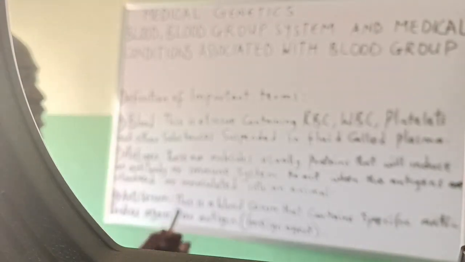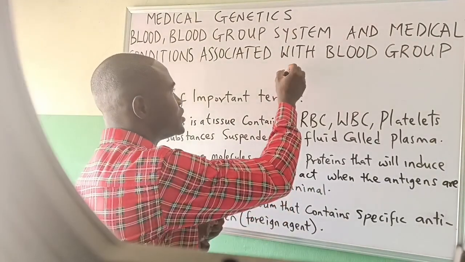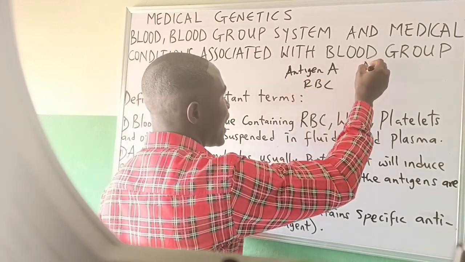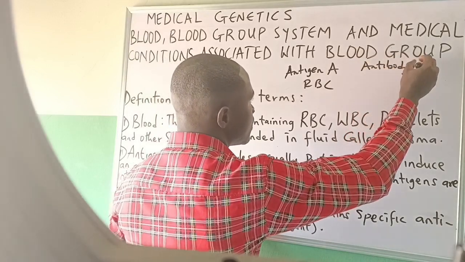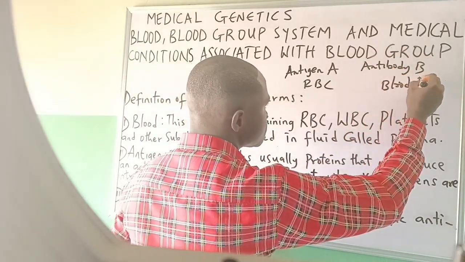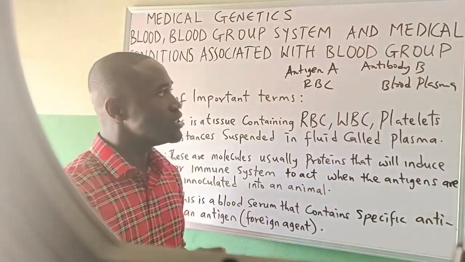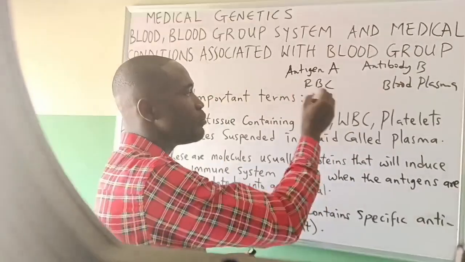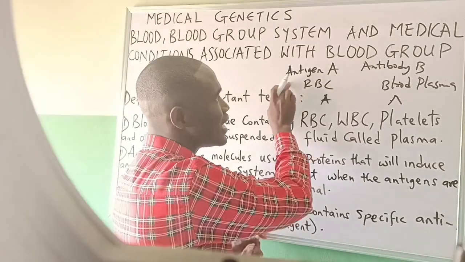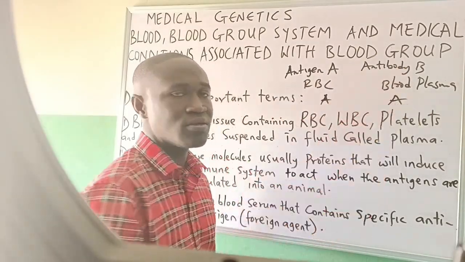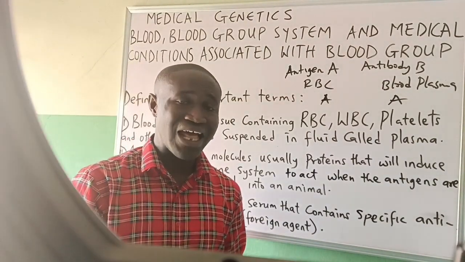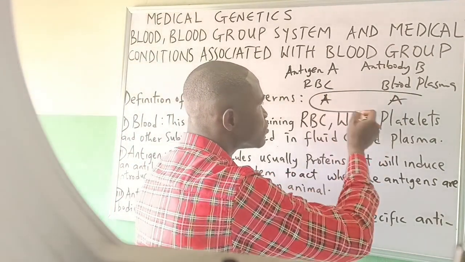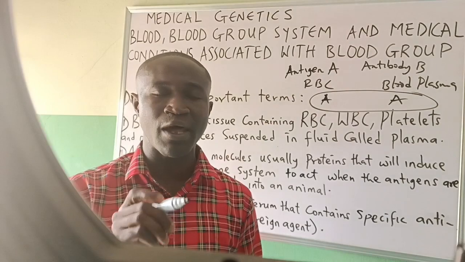Now, it's important to note that antigen A is in the red blood cell and antibody B is in the blood plasma. This is when you can say that somebody has blood group A. Once antigen A meets antibody A, a reaction will take place, and that reaction is what we call clumping or agglutination. And this is the rationale used in checking the blood group of an individual.